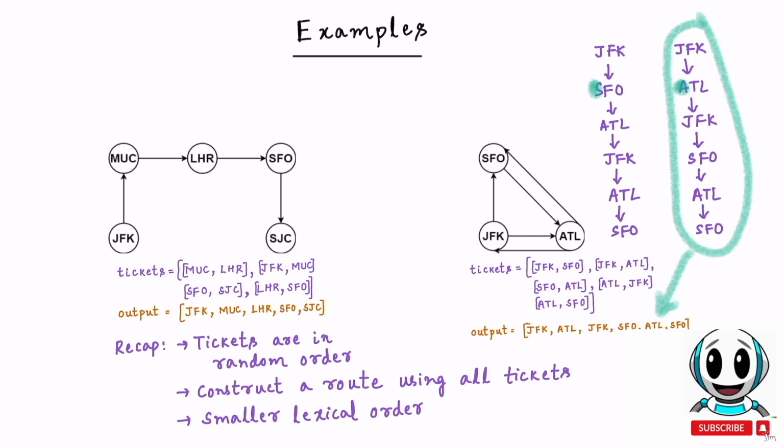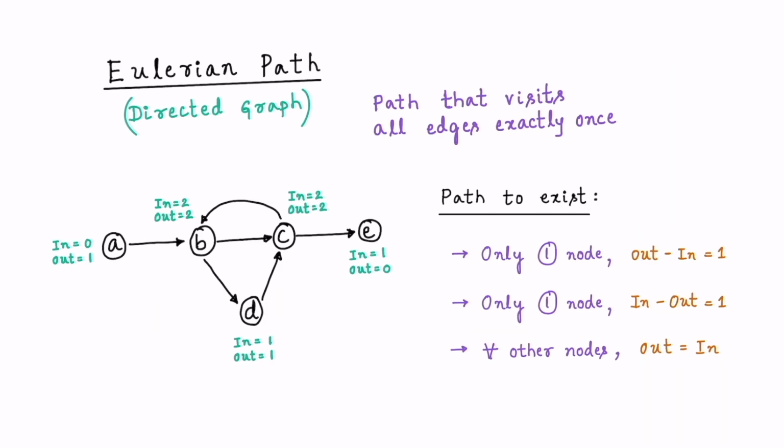Next, let's look at what exactly are Eulerian paths and how do they help in solving this problem. An Eulerian path in the context of a directed graph is a path that visits all the edges exactly once, which is exactly what we want to solve this problem. But the question is, can an Eulerian path exist in all directed graphs?